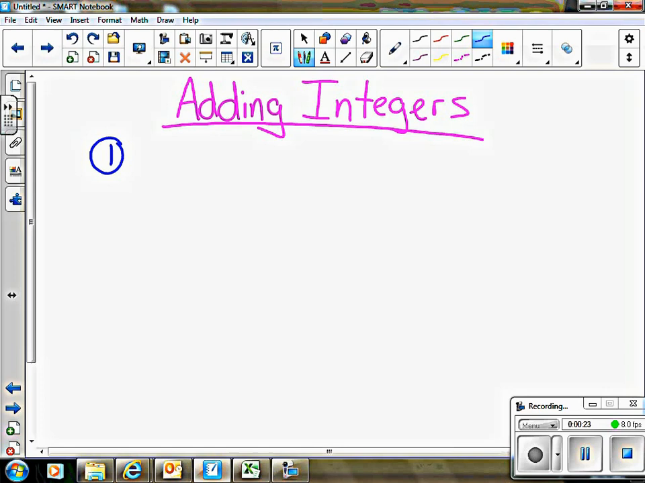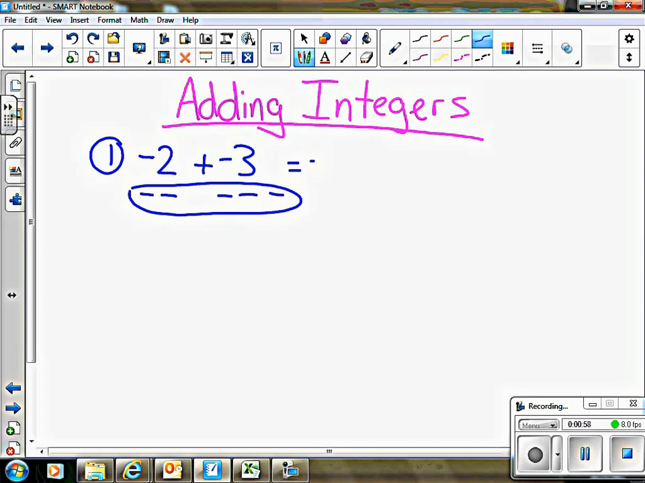Let's say you have two integers that you're adding, and both integers are negative. So we have -2 plus -3. Now, there's a couple of different ways you can handle this. One way is to draw symbols to represent each number. For the -2, we would put two negative signs, and over here we would do three negative signs to represent -3. If we count up all of these negative signs, we have a total of 5 negative signs. Therefore, the answer will be -5.